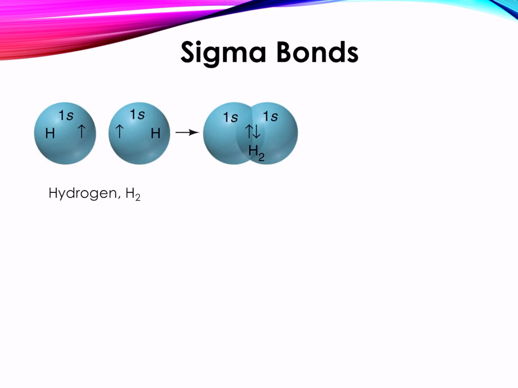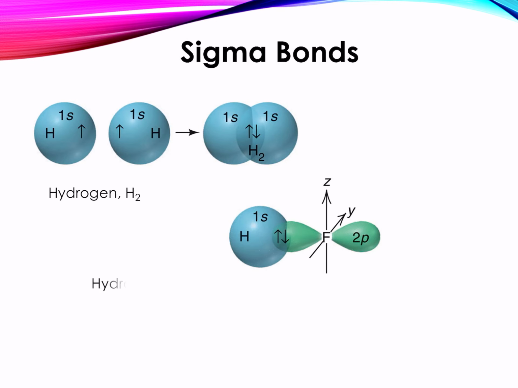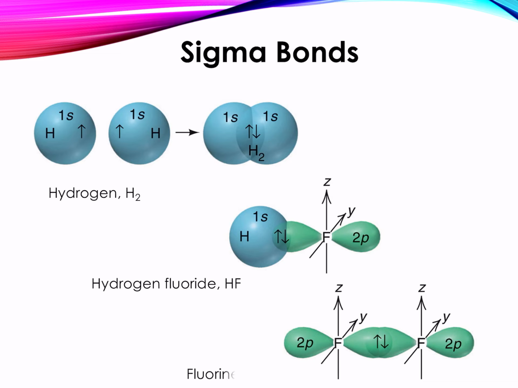So sigma bonds, so this is showing hydrogen. Again, it's the overlap of the orbitals, and it's going to be the space directly between those two atoms. So that's what it looks like when you overlap two 1s orbitals. If we overlap a 1s and say a 2p from fluorine, again, it's going to be the region of space directly between the two atoms. And then here's what it looks like with 2p's, right? Again, region of space directly between the two atoms. Those are sigma bonds. So sigma bonds are right between the two atoms, and that's what is formed in a single bond.